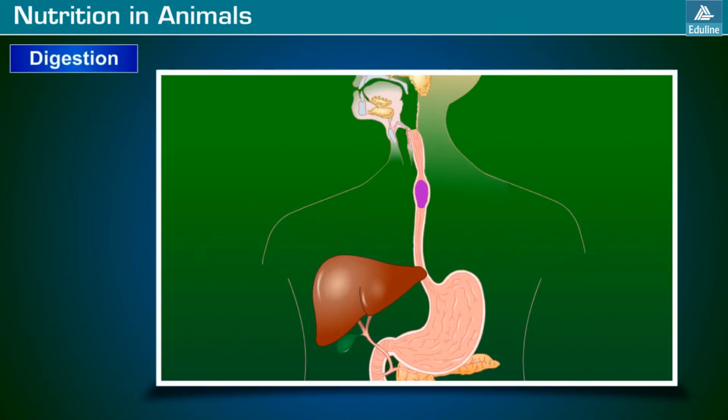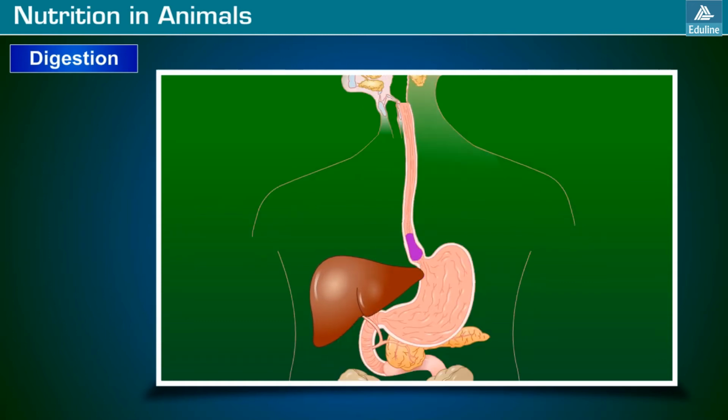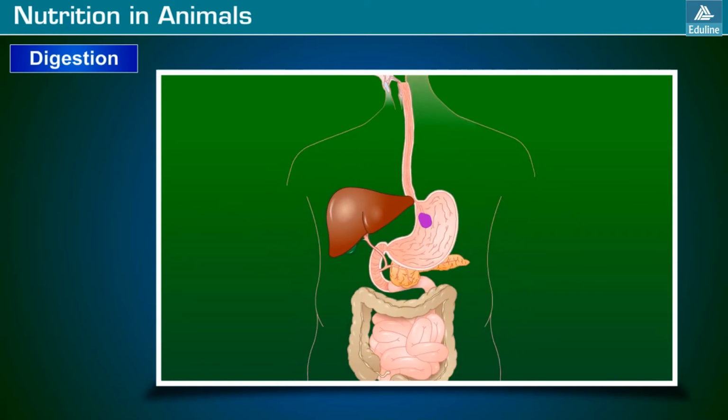2. Digestion. The process of breaking down of complex food into simpler substances is known as digestion. The process of digestion is different in different groups of animals, such as in humans, grass-eating animals, amoeba, and so on. 3. Absorption. The process of passing of digested food into blood vessels in the intestine is known as absorption.